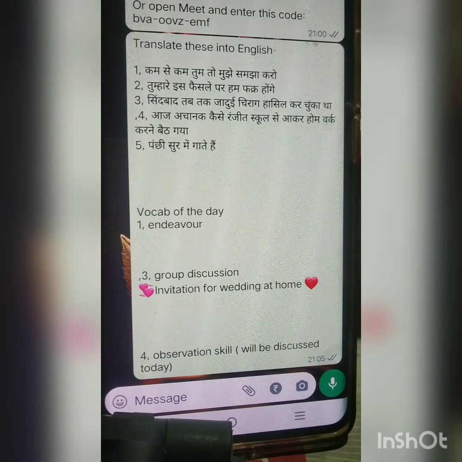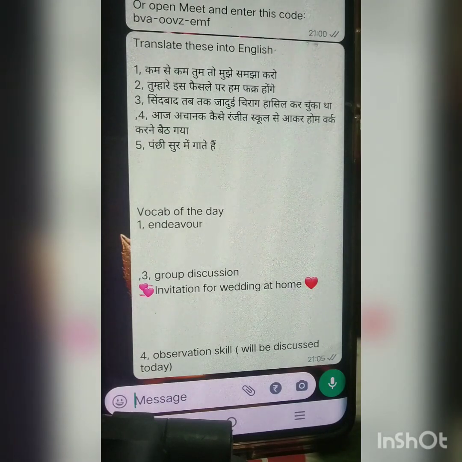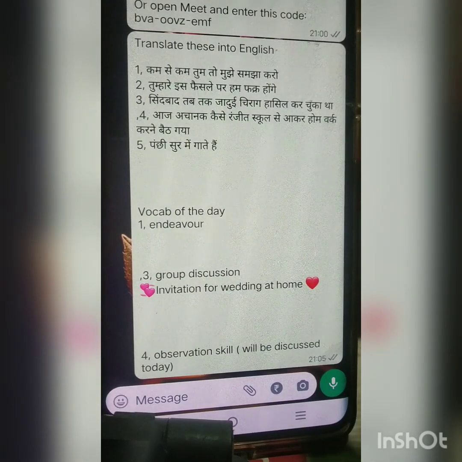Yes, ma'am. Kam se kam, tum to mujhe samjha karo. Can I? Yes, you can. Ma'am, the tense, I think the tense is present simple. Yes, it is present simple. Very good. At least you understand me. Next, anyone tell me? It is in present simple tense and in English, at least you understand me.